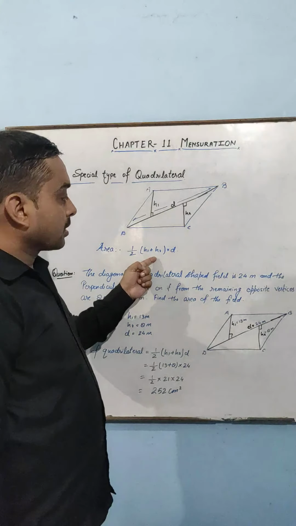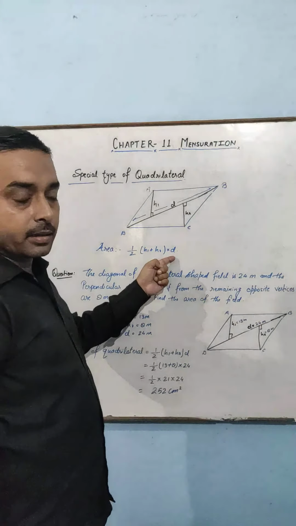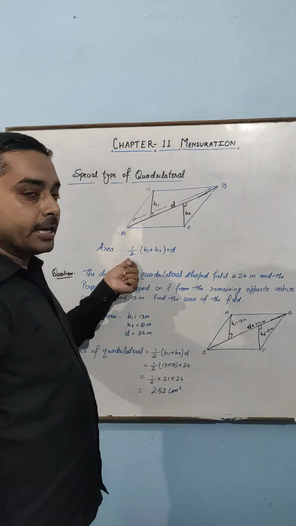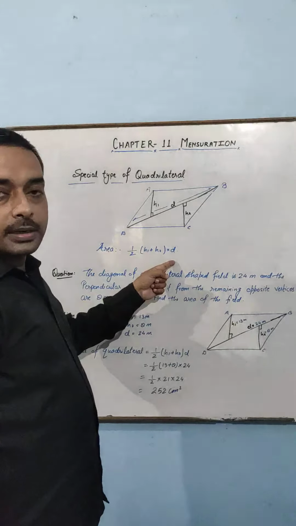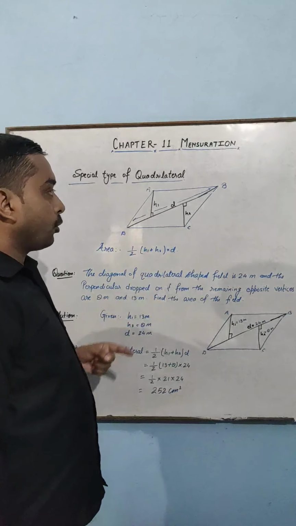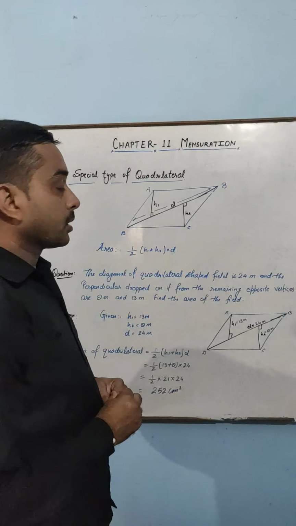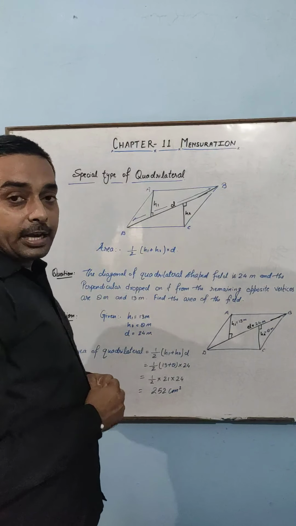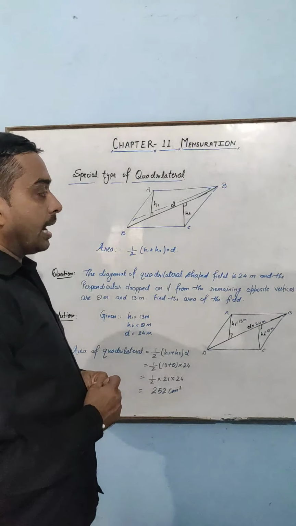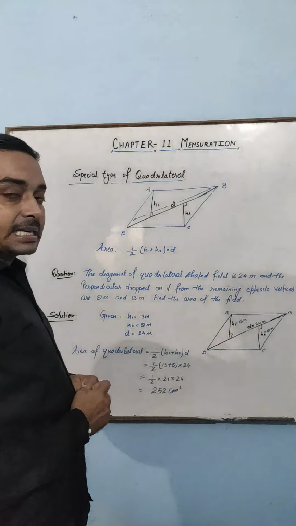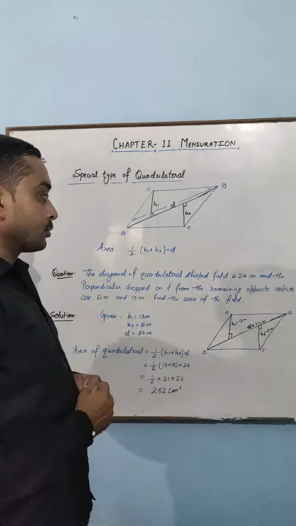the heights into the length of the diagonal. It means that 1 by 2 (h1 plus h2) into D. That is a formula which we use to find the area of a special type of quadrilateral whose diagonal is given and heights are given. Let's see one example of this question.